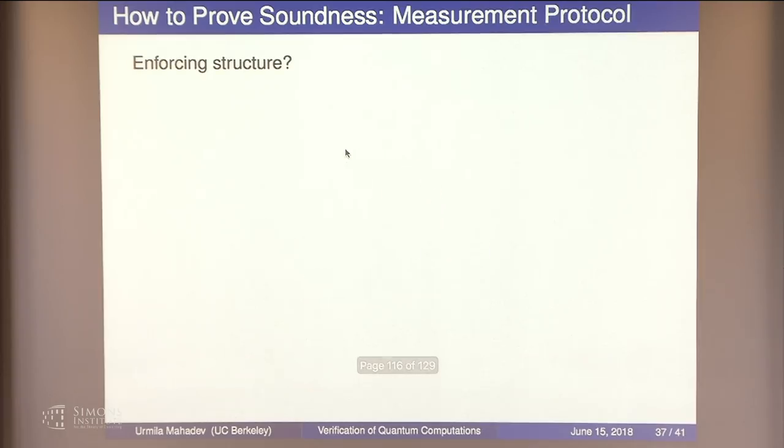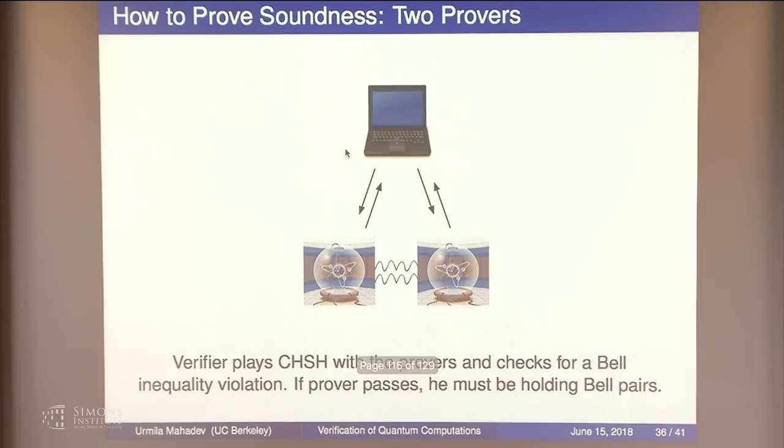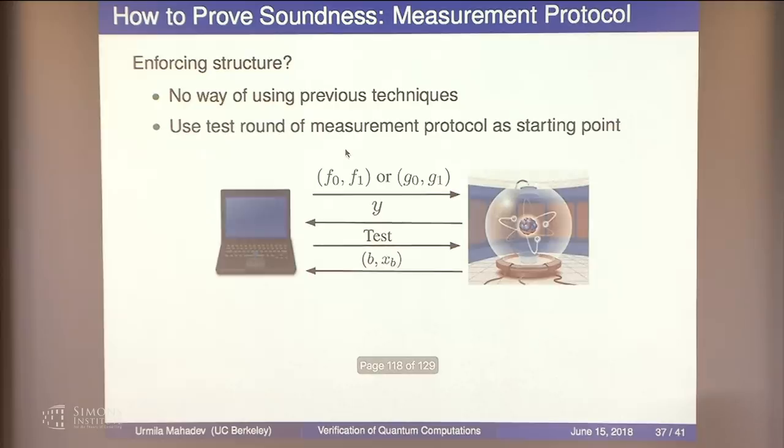Okay. So now, how do I do this enforcing structure step? How do I do it in my protocol? I don't have a quantum computer. There's no extra prover to play a game with. So the first step is I'll use the test round of the measurement protocol as a starting point.